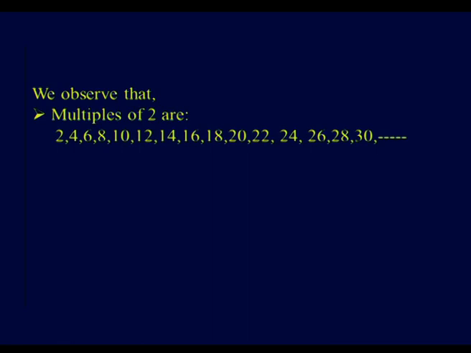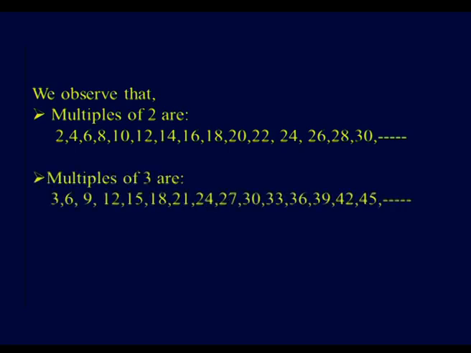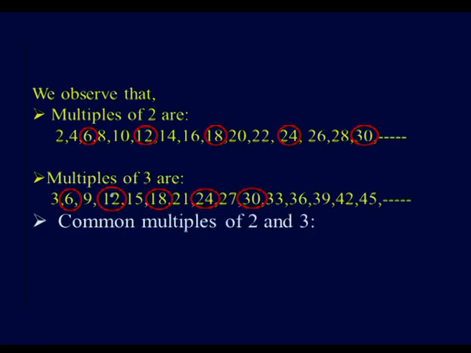We observe that the multiples of 2 are 2, 4, 6, 8, 10, 12, 14 and so on. Multiples of 3 are 3, 6, 9, 12, 15, 18, 21, 24 and so on. And as you observe here, the common multiples are 6, 12, 18, 24 and 30. The next one will be 36 and so on. So, let us write the common multiples of 2 and 3: 6, 12, 18, 24, 30.